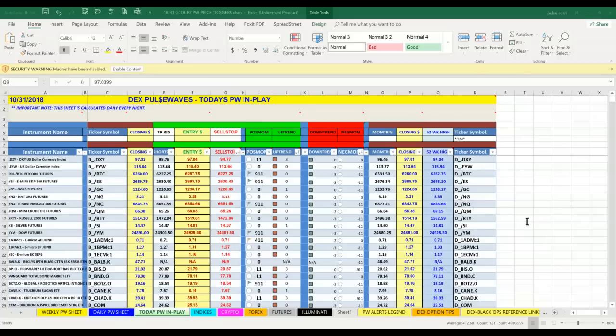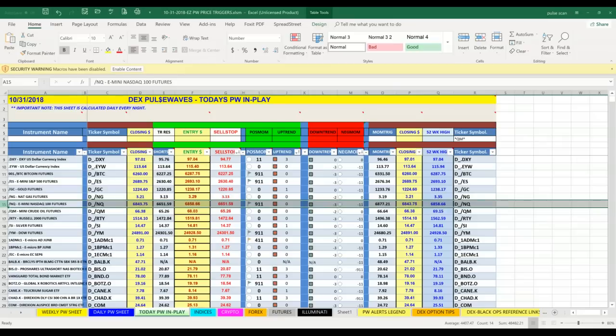Got another question. If the price trigger is same as the 52-week high, does that mean anything? Yes, it does. And I'm about to get into that right now. All right, so coming into today, here is the mini NASDAQ 100 futures right here, the NQ. All right, this is what you've seen coming into today.